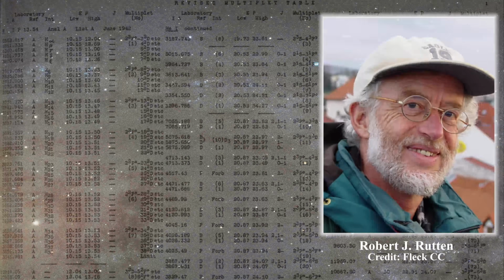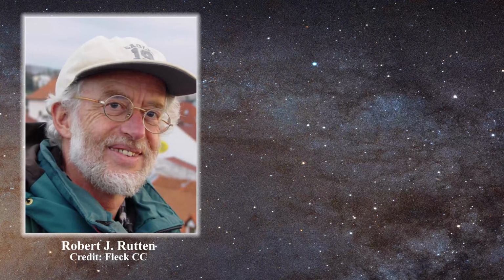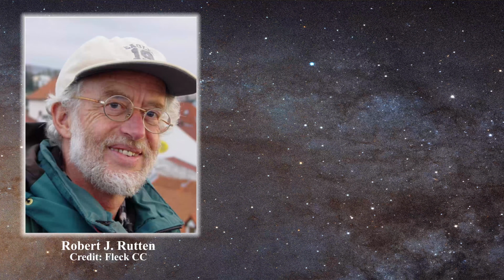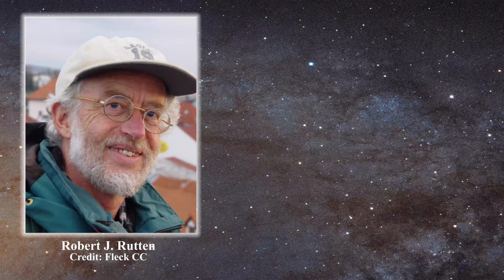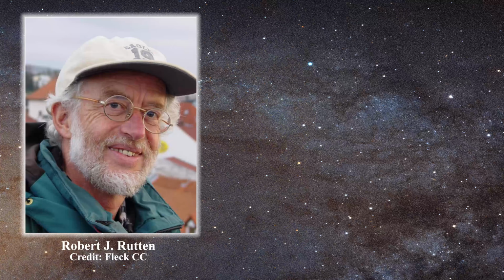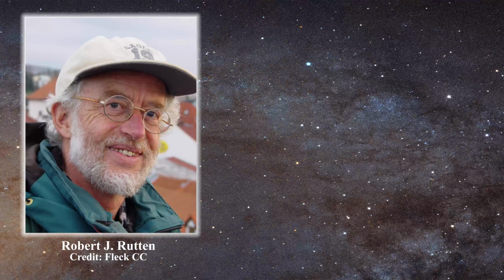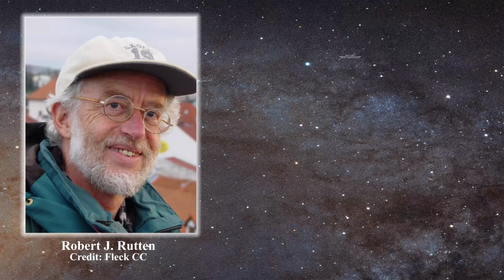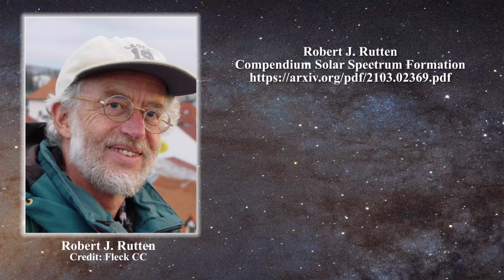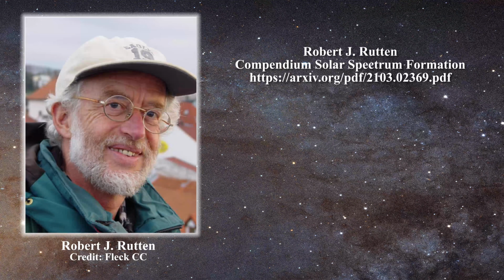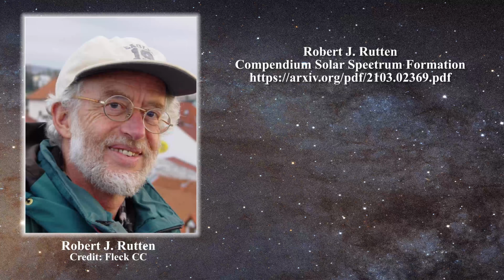Next, I wish to mention Professor Robert J. Rutten, who passed away just a few weeks ago on September 28, 2022. Professor Rutten was an emeritus solar physicist at Utrecht University and the University of Oslo. He was a recognized authority in solar spectroscopy and spent many years teaching graduate-level courses. He took the time to make the lectures available online in the form of his Compendium Solar Spectrum Formation, which is linked below. In his own words, this compendium contained everything he knew about solar spectroscopy.